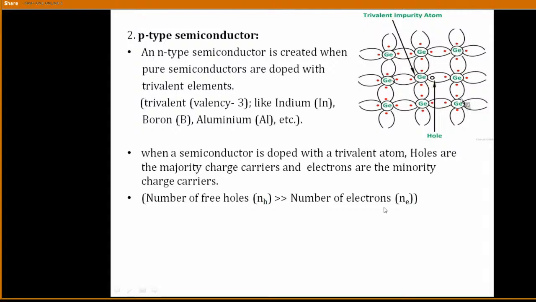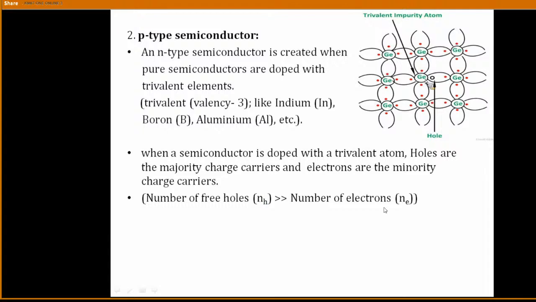This is surrounded by the germanium or silicon atoms. Now it has valency 3 only. These 3 electrons are forming 3 covalent bonds with the 3 surrounding atoms. And with the 4th atom, it is creating a space that you are calling a hole. That means every trivalent impurity creates one hole.